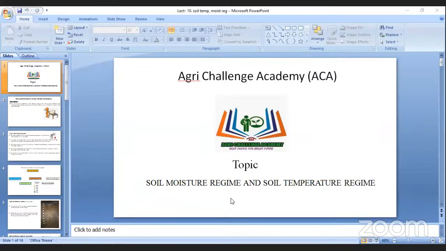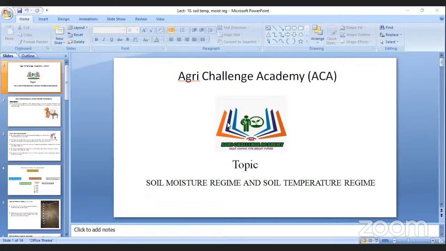Right, students, so all are ready? Actually, this is called soil temperature and moisture regimes. Every particular climatic condition and soil will experience different temperature and moisture regimes. And students, this soil moisture and temperature regime plays a major role in soil classification.